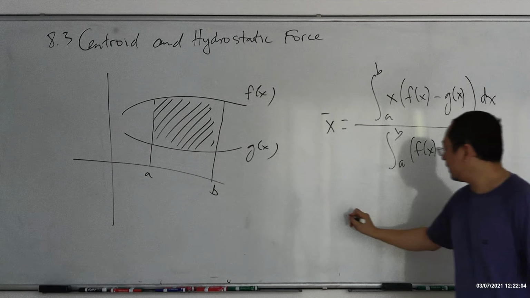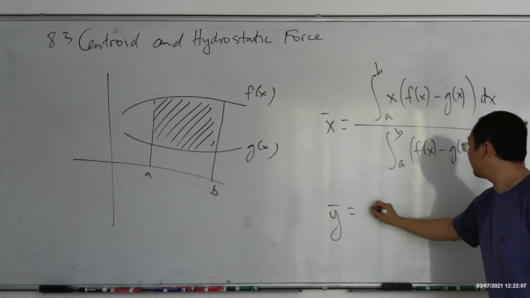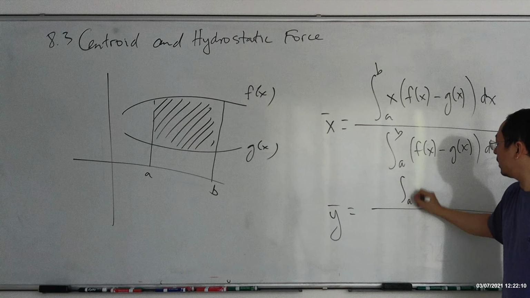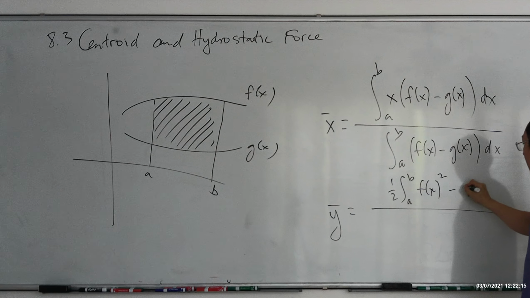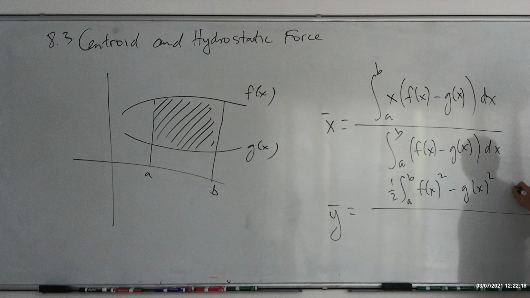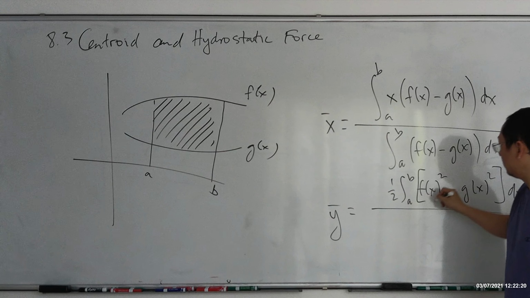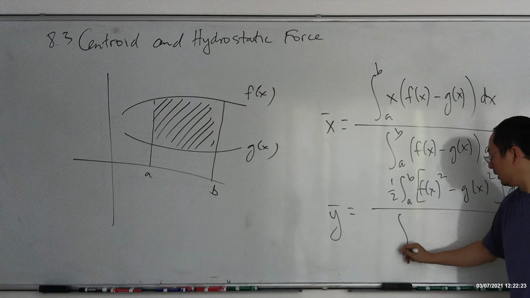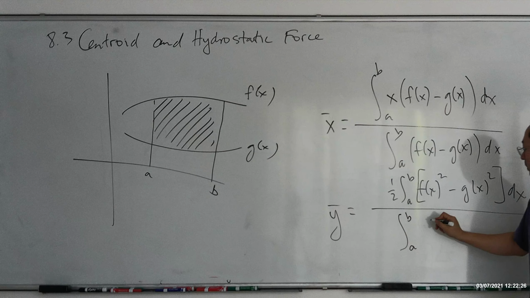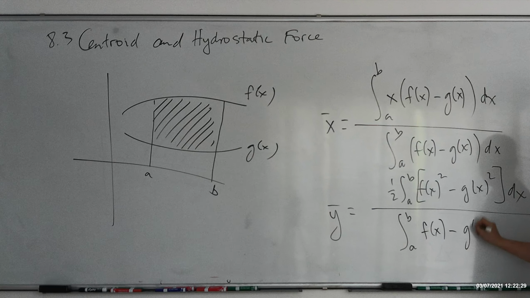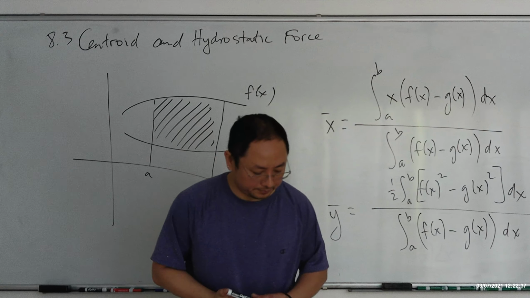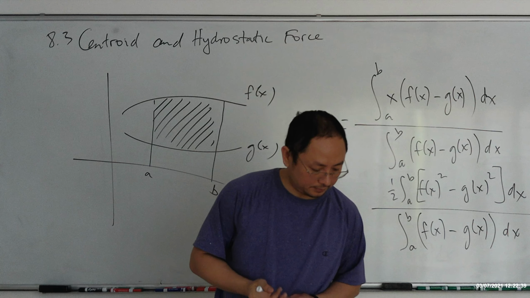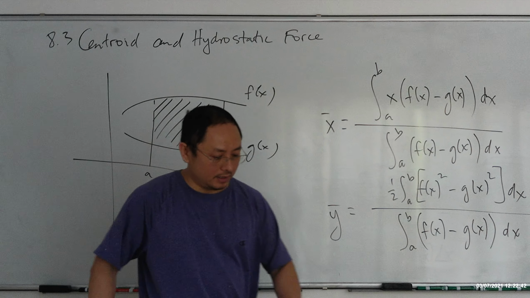And then y bar is calculated by a fraction. The integral from a to b of, with the 1/2 outside already, f of x squared minus g of x squared dx. Of course, it has the same denominator, the integral from a to b of f of x minus g of x dx. Then you should be able to find the center of mass.